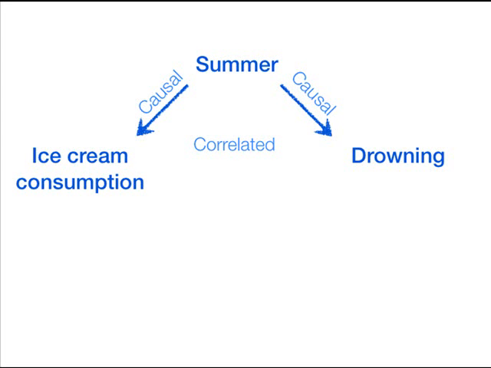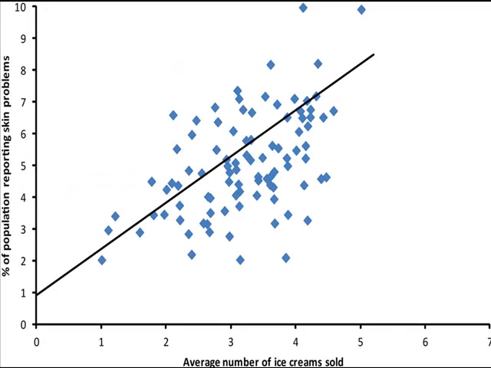So summer causes ice cream, summer causes drowning. But ice cream doesn't cause drowning. They're correlated, but the one does not cause the other. And that is sometimes a common mistake.